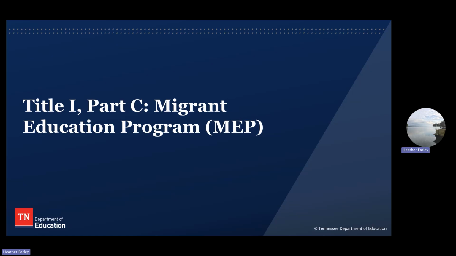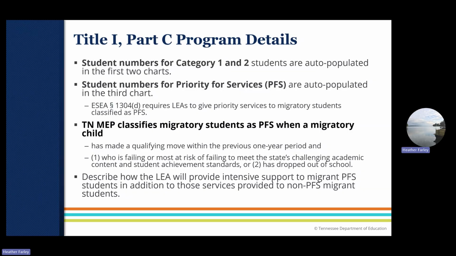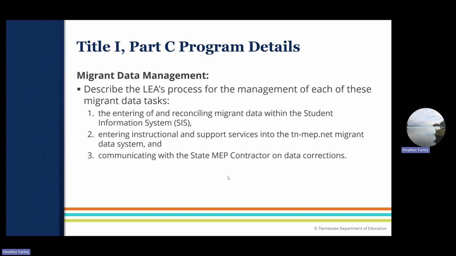With your Title I Part C migrant, for those that accept these funds, you will notice there are less questions to answer this year on the program details pages. There are still some that auto-populate with your Category 1 and 2, your priority for services, and you will have to answer how you will provide that support for your priority for service students, but notice also just your non-priority for service migrant students. And of course, how you manage your migrant data, you will need to answer those questions. They are nothing new.